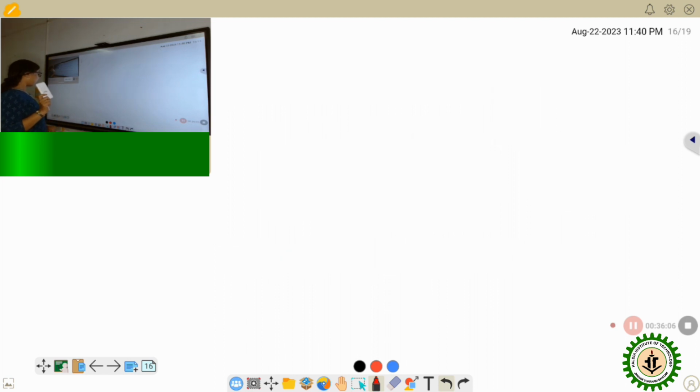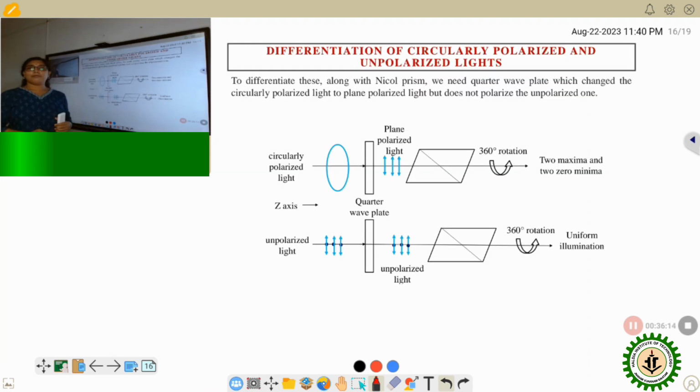For that, we need something else. What? We need a retardation plate. Remember what a retardation plate was? It was an optical device which can introduce a path difference between the O ray and E ray to change the state of polarization of light, but it cannot produce polarized beam from unpolarized light. So for the detection of circularly polarized light, we will use a combination of a quarter wave plate and an analyzer.